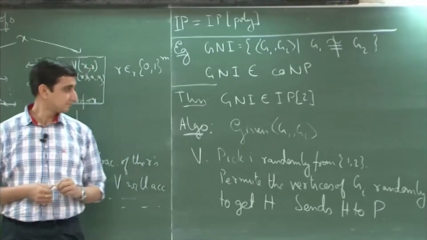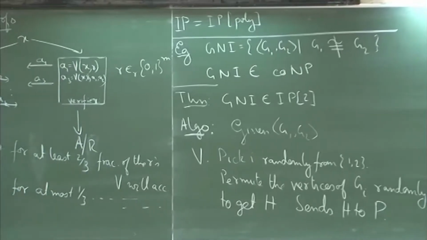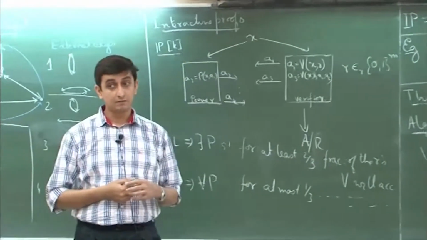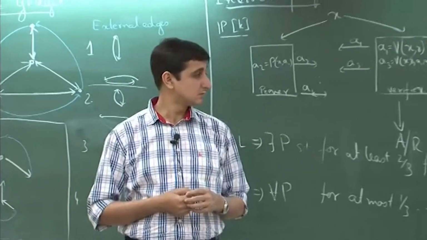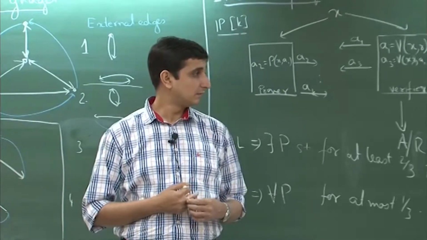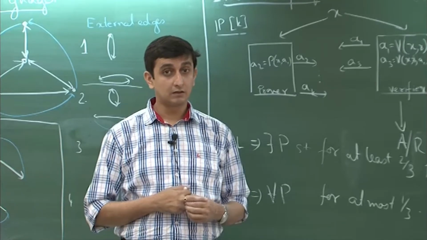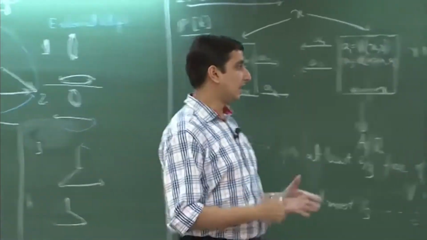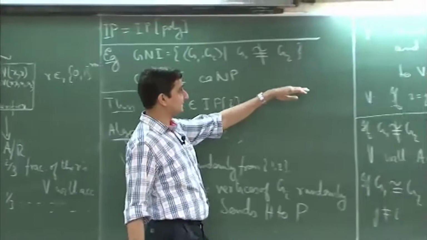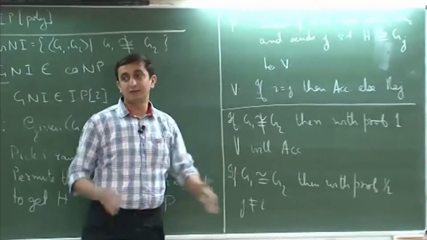Also, the verifier can send it in the first place. Huh? Verifier can send it in the first place instead of H. Verifier can send what? Any of the graphs, without permuting. No, I mean the prover has access to both the graphs. So, that is the point.